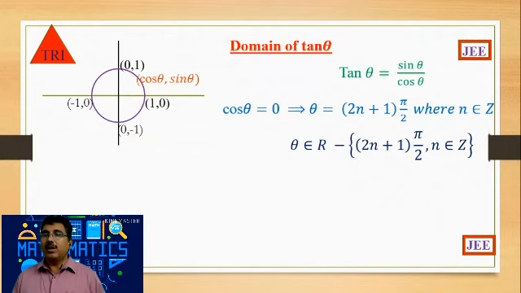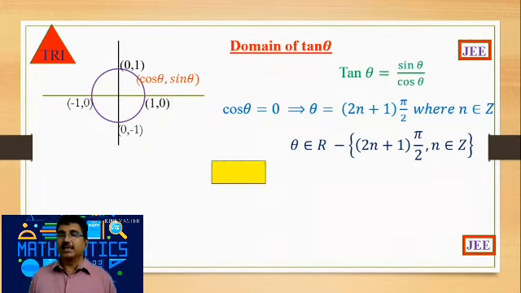The domain is the set of all real numbers excluding the values of theta that make the denominator 0. That is, theta belongs to R minus the set of all (2n plus 1) into pi by 2, where n belongs to Z. Now, how to find the ranges of sine, cos, tan, and the remaining functions?